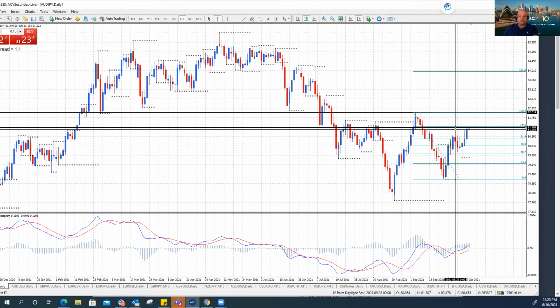I'm also using previous days resistance there. So this is daily resistance right around this sort of 81.30. So I'm looking for price to fail. So we're currently in this trade.